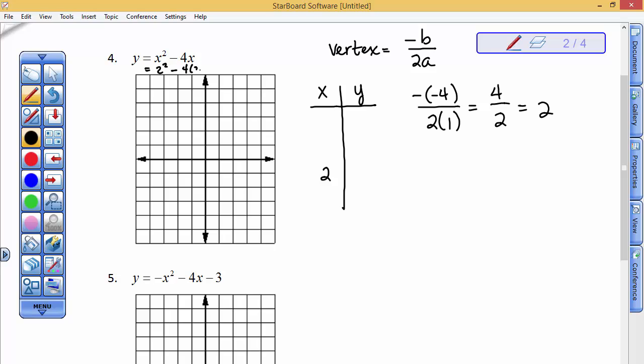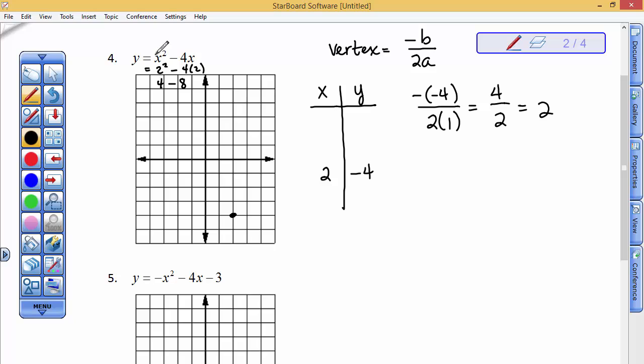So we have 4 minus 8 is a negative 4. So when I go to the right 2 and down 4, I know this is the vertex of a parabola. Look at the coefficient in front of the x squared term. Is that parabola going to open up, or is it going to open down? With a positive number in front of the x squared term, it will open up.